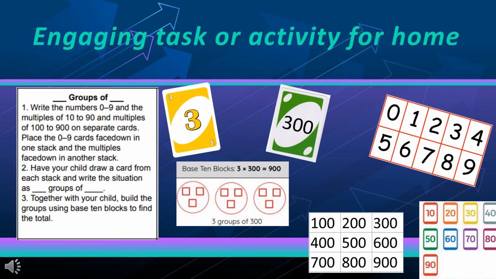Students can continue their learning at home and most likely would want to bring home an engaging task or activity. This activity is taken from the STEMscopes parent letter. Here, students can play a game called Blank Groups of Blank. Create cards with numbers 0 through 9 in one pile and multiples of 10 or hundreds in another pile. Have the student pick a card from each pile, like the example 3 and 300. The students can write the situation as 3 groups of 300 and draw a representation to match their situation.